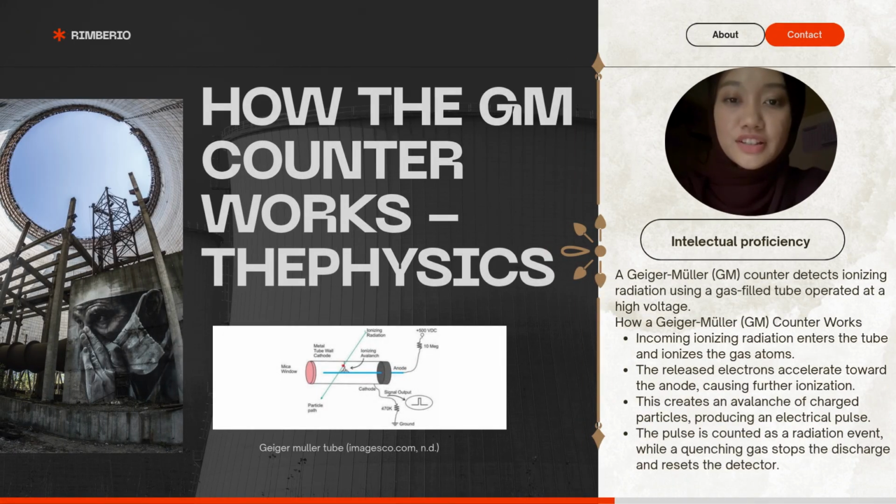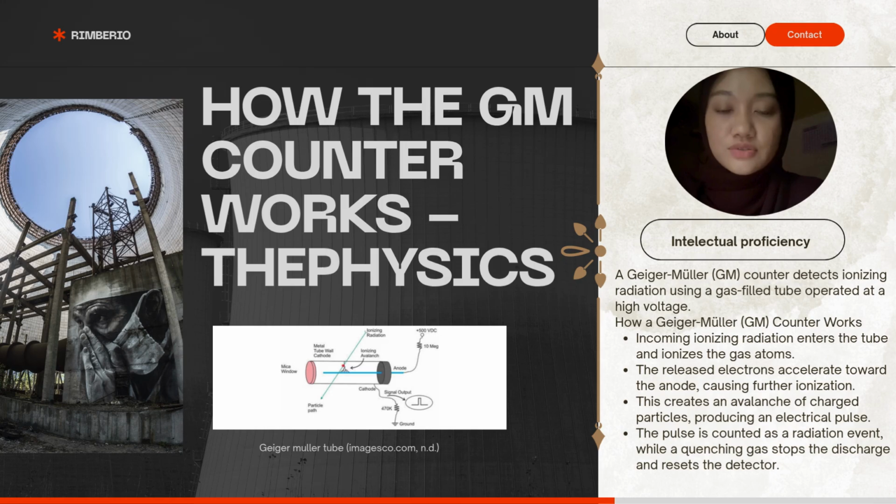The Geiger-Müller counter is a device used to detect ionizing radiation. It consists of a gas-filled tube that operates at a high voltage. When ionizing radiation enters the tube through the thin window, it collides with the gas atoms and removes some of their electrons, creating ion pairs. The free electrons are then rapidly accelerated toward the positively charged anode due to the high voltage inside the tube.